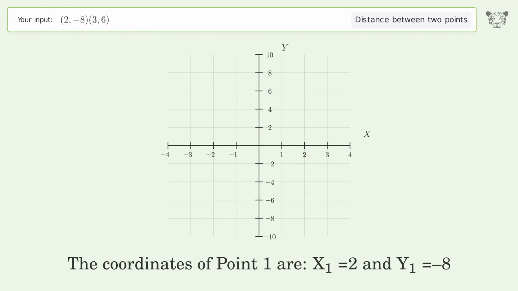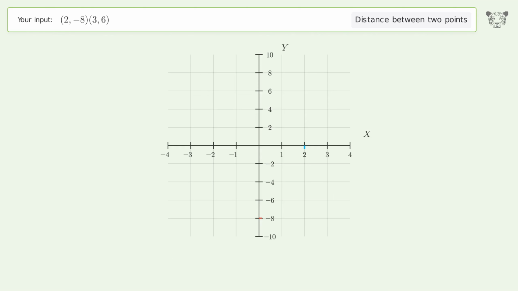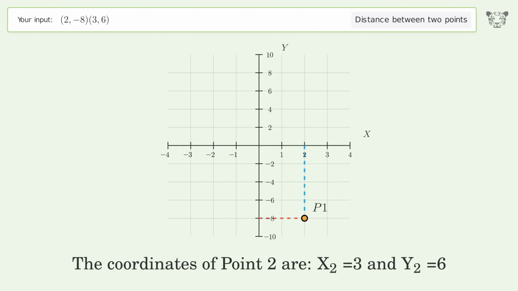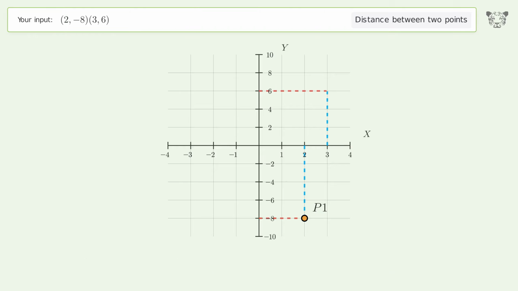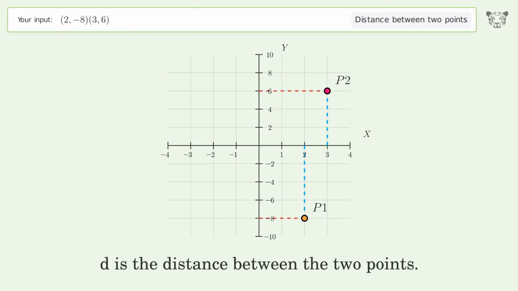The coordinates of point 1 are x1 equals 2 and y1 equals -8. The coordinates of point 2 are x2 equals 3 and y2 equals 6. D is the distance between the 2 points.